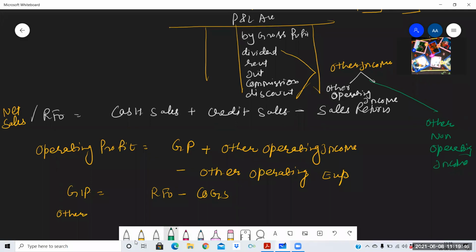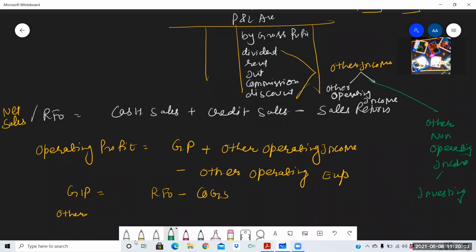Clear? Operating income means the income which is the result of main business operations. Main business operations means buying and selling. And other non-operating income means the investing income, which is not the result of main business operation. That is the side income.